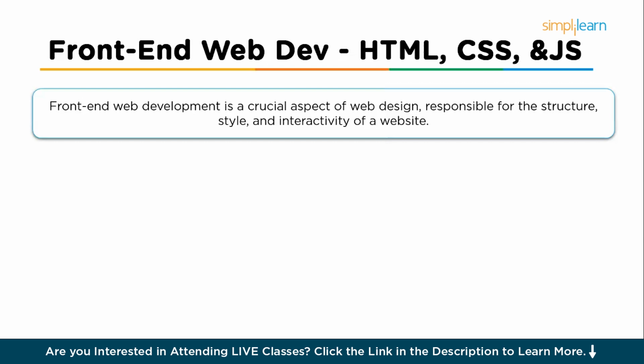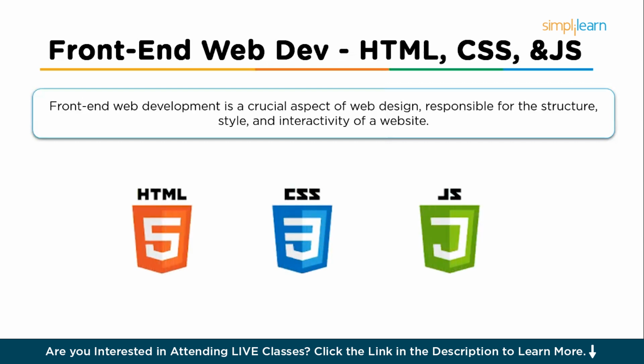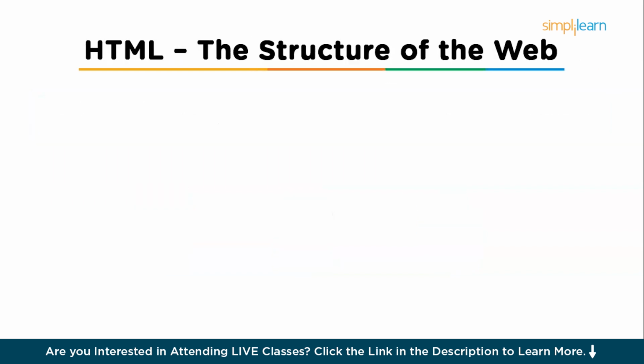Core technologies used in front-end development are HTML, CSS, and JavaScript. These three languages form the foundation of modern web development, allowing developers to create websites that are not only functional but also aesthetically pleasing and interactive. In this module, we will dive deep into each of these technologies and explore how they work to build a complete web experience. The first one is HTML, the structure of the web.